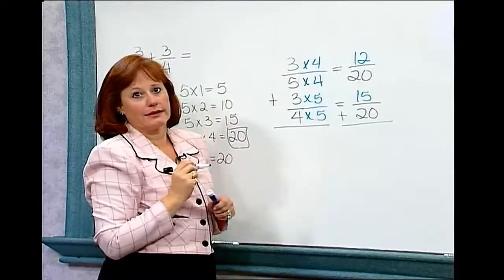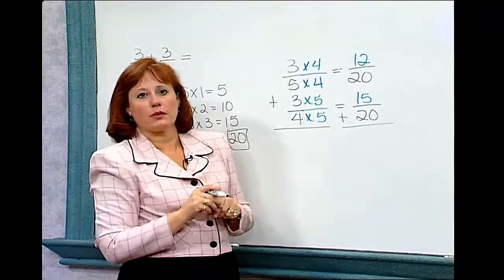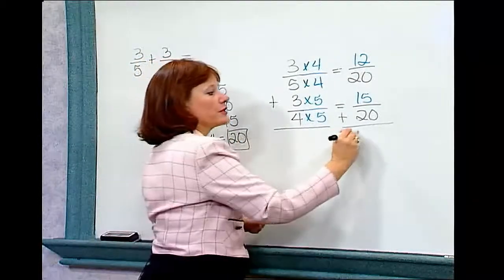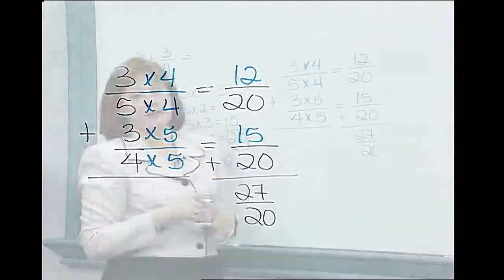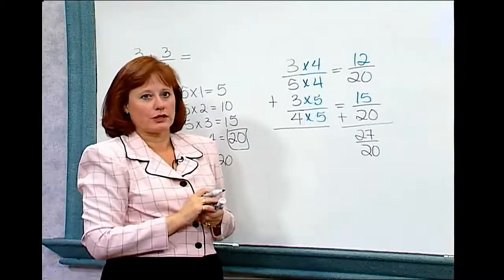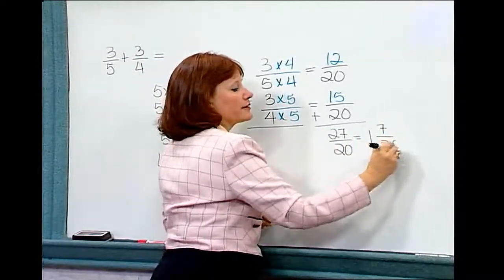I'm ready to add. When I add 12/20 and 15/20, I know that the denominator won't change. I only need to add the numerators. So I have 27/20. Of course, I recognize that this is an improper fraction, and I'll want to change it right away to the mixed number 1 and 7/20.